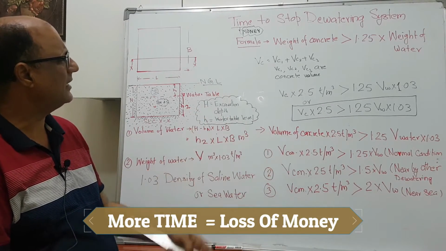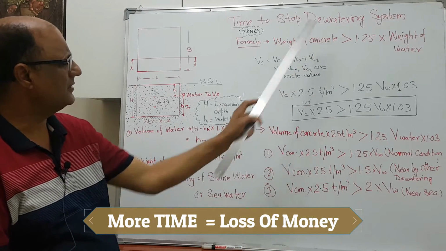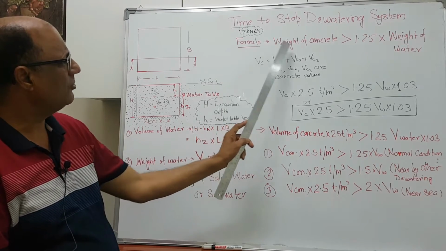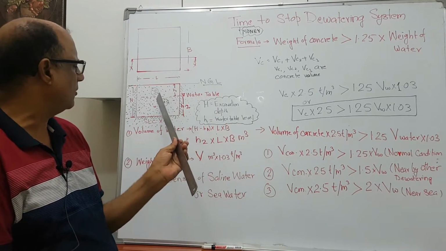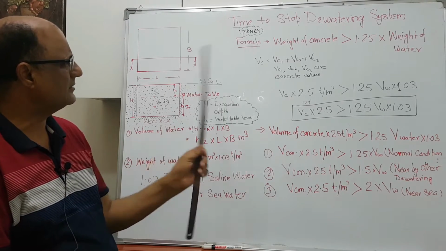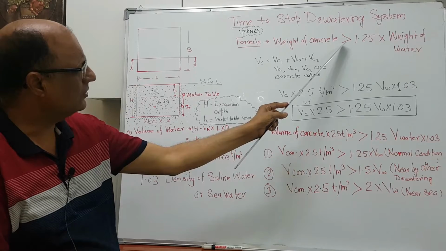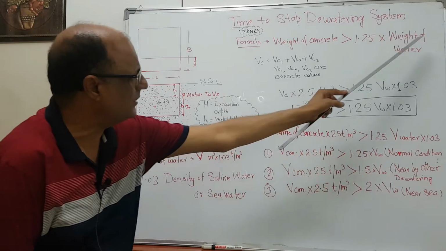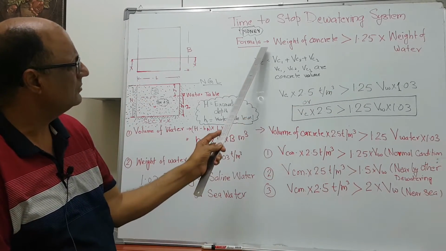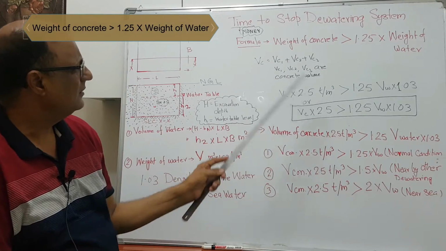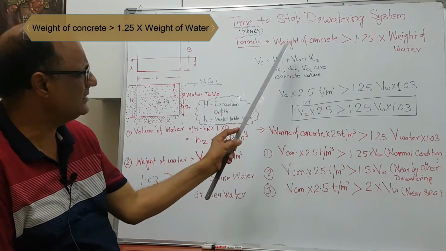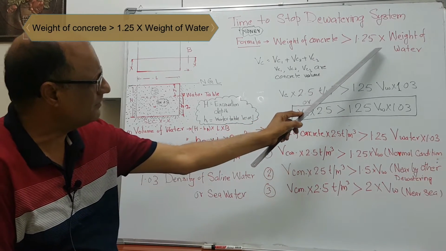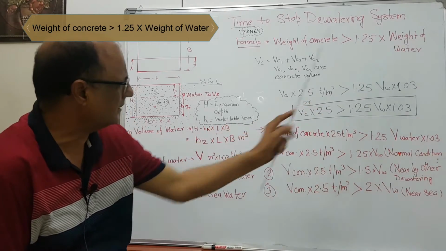So how do we calculate that time to stop the dewatering system? And that calculation has one formula. The weight of the concrete which we are going to pour in the structure during the construction should be more than 1.25, or I can say 25% more than the weight of the water. So how do we apply this formula to satisfy this condition? The condition is that the weight of the concrete should be more than 1.25 times, or 25% more than, the weight of the water.